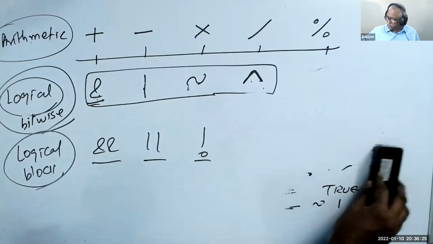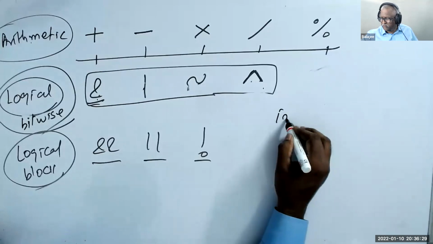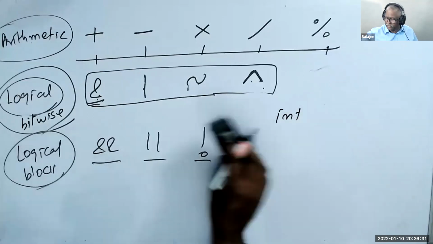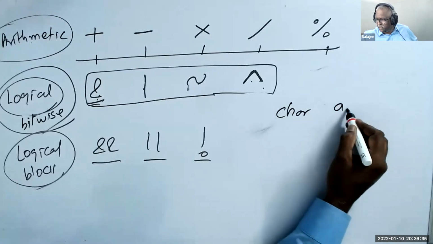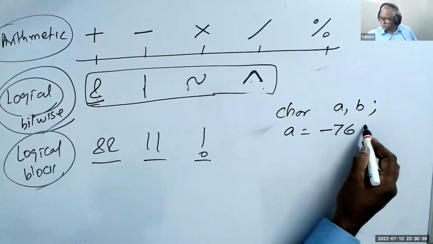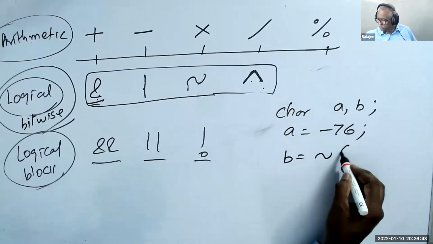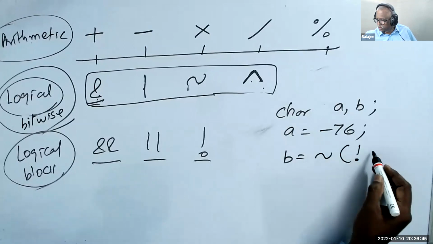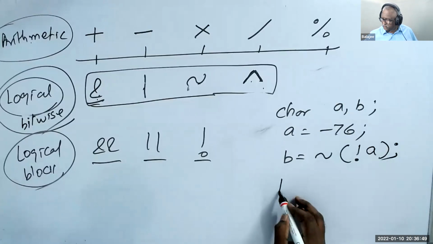Now, I ask you a big question. A equal to minus 76. B is equal to... what is the answer? Anybody?